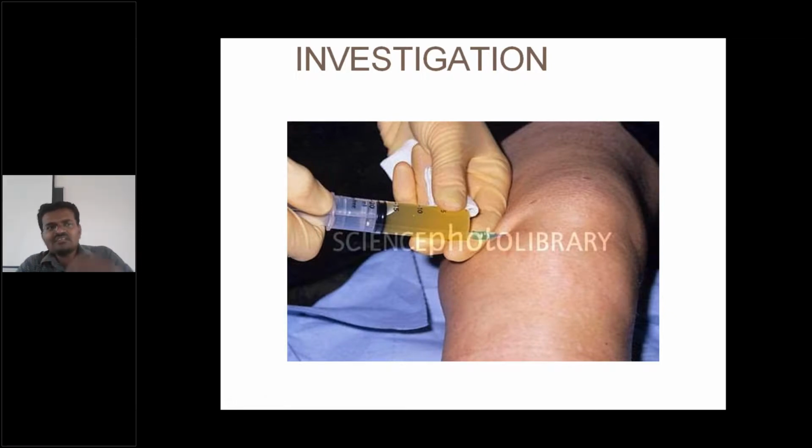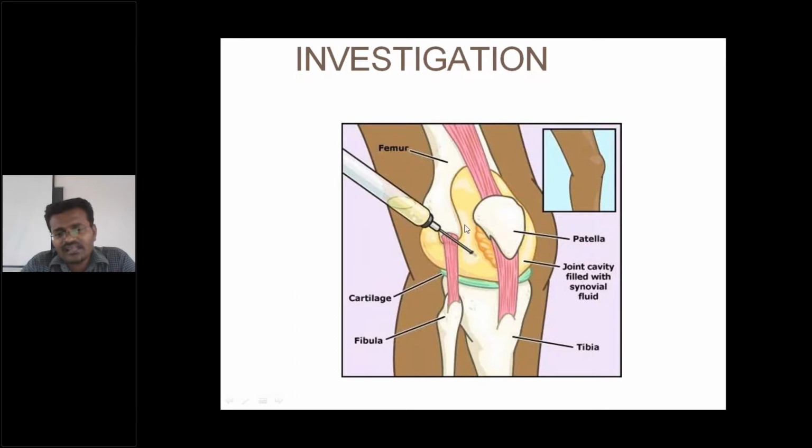So when you send synovial fluid for analysis, in gout there will be urate crystals, but in septic arthritis there will be organisms on culture. So like that we can differentiate. Okay, so like this we will aspirate.